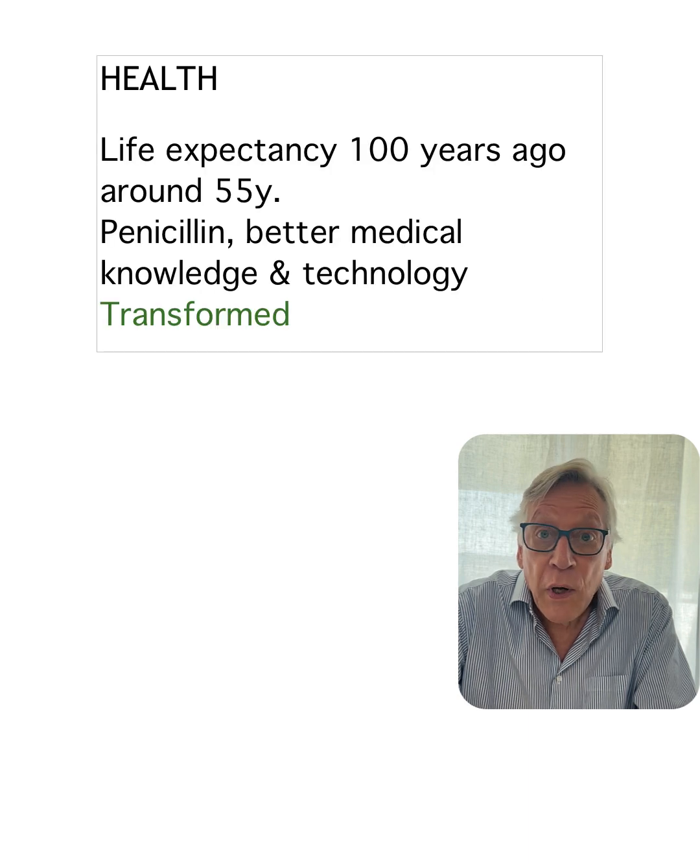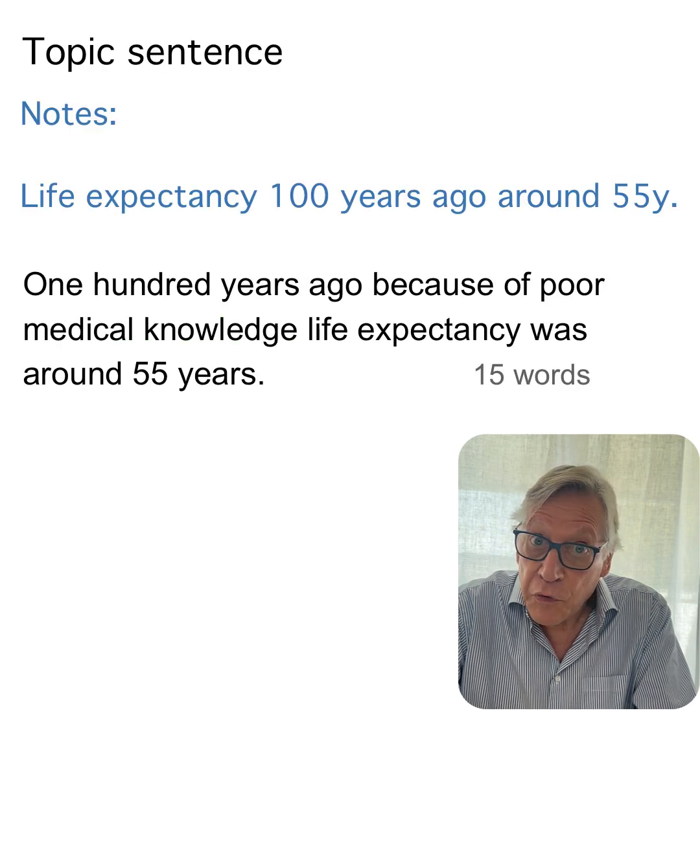So let's take a quick look at the notes we made in the planning stage. So, life expectancy better than 100 years ago. Now we just have to put that into a sentence. And when we put that into a sentence, we want to explain that clear topic and then add our reasoning. So we write: 100 years ago, because of poor medical knowledge, life expectancy was around 55 years. Now that is not a complicated sentence, but it does everything it needs to do.